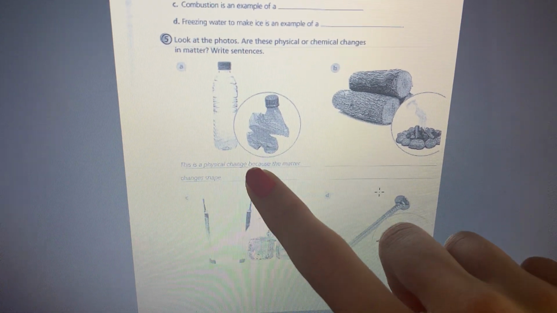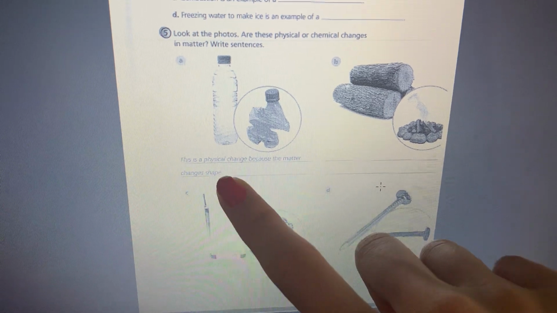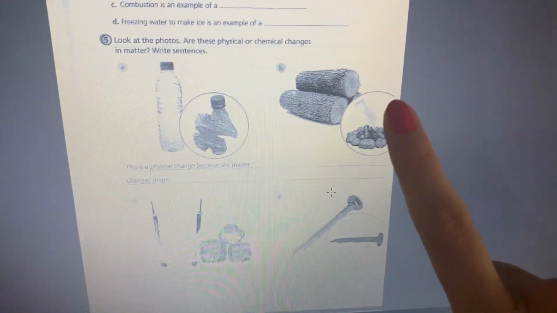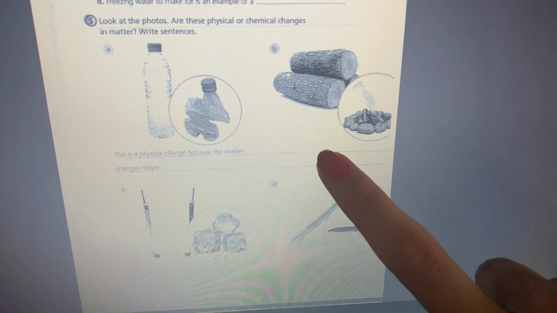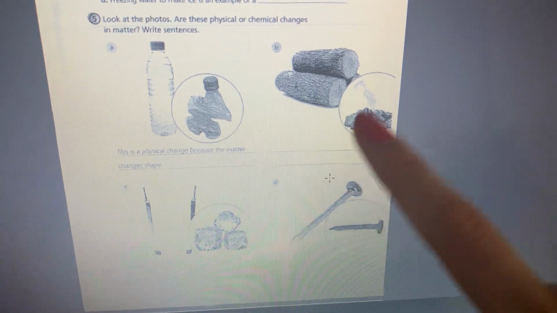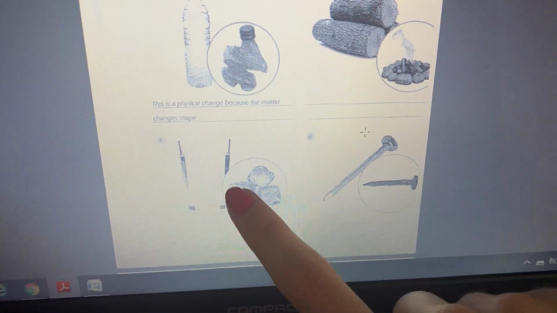This is a physical change because the matter changes shape, okay? This is a change because the matter, what happens with the matter? The same here and the same here, okay?